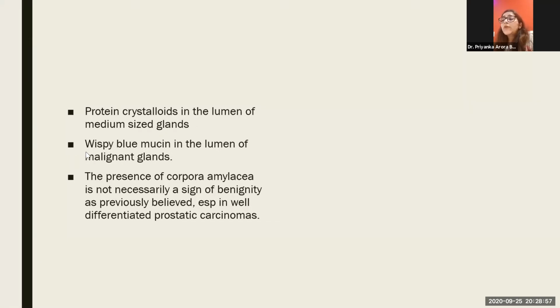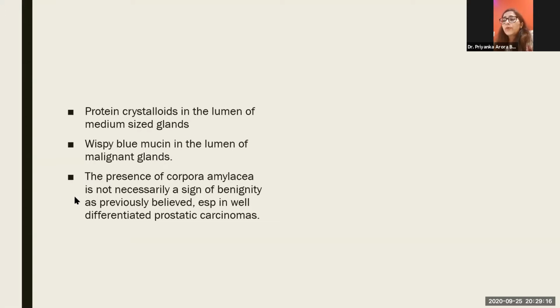Now, wispy blue mucin in the lumen of malignant glands. Unless you see neoplastic glands and then see mucin in them, you call it wispy blue mucin. But just based on wispy blue mucin, you cannot diagnose malignancy.